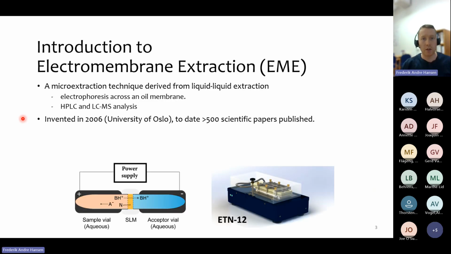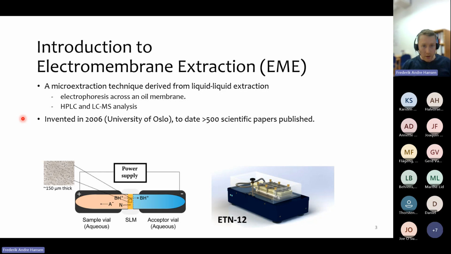So, electromembrane extraction, or EME for short, is a micro-extraction technique derived from liquid-liquid extraction. This is a sample preparation procedure that essentially is a process of electrophoresis across an oil membrane. It is particularly directed towards application for HPLC and LC-MS analysis, but of course not limited to this. The principle itself was invented in 2006 here at University of Oslo, and to date more than 500 scientific papers have been published covering all kinds of different substances, matrices, and technical formats.